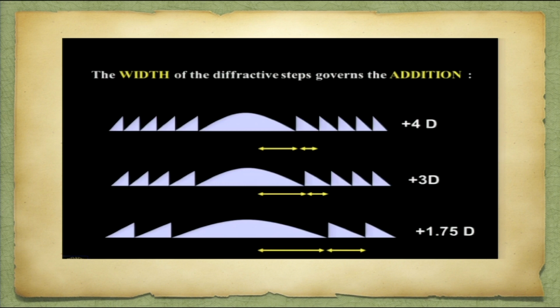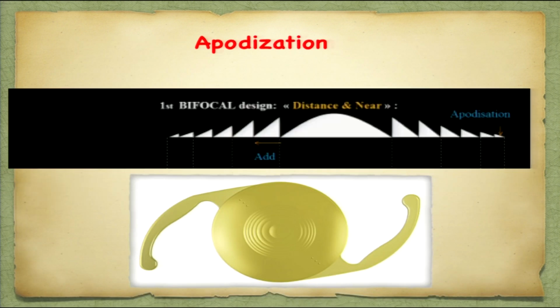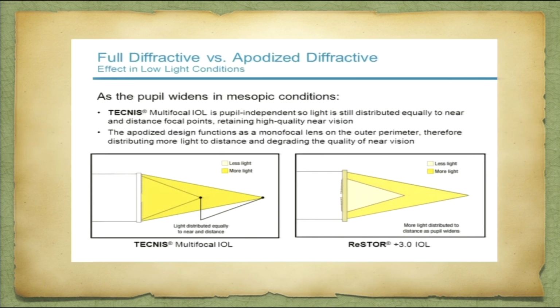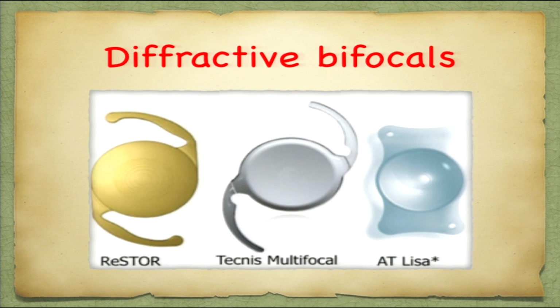The width governs the addition for the multifocal IOLs. There's a concept of apodization, where as you go toward the periphery, the height of the steps starts decreasing. The purpose is that when the pupil dilates in mesopic conditions, it becomes more of a distance-dominant IOL, with not much loss of contrast and good control over halos and photic phenomena. So these are the diffractive bifocals that are present in the market.